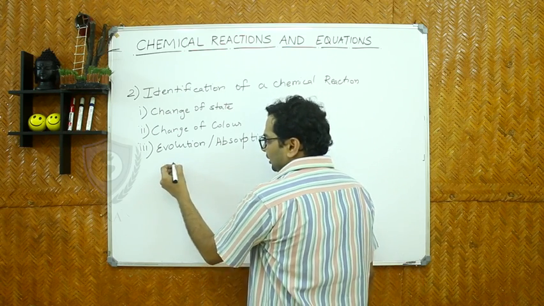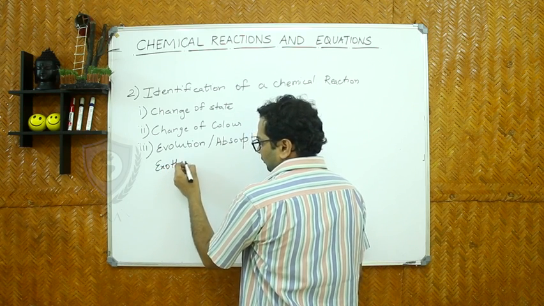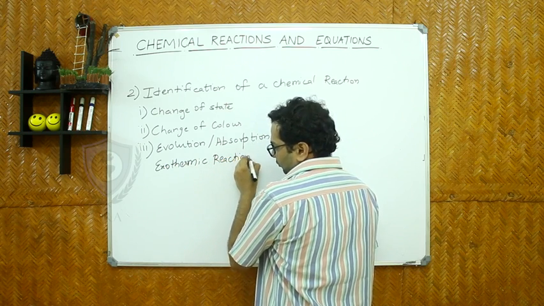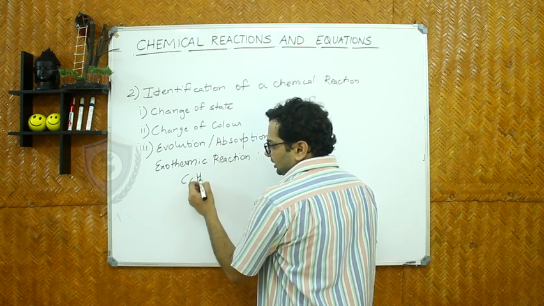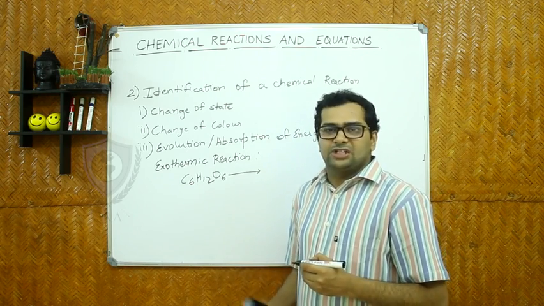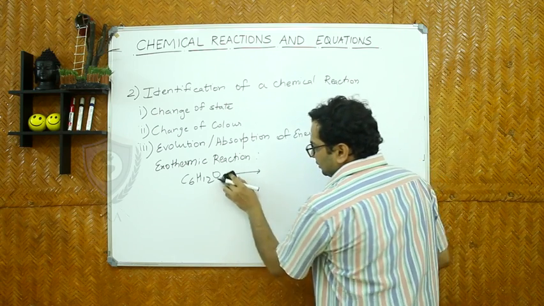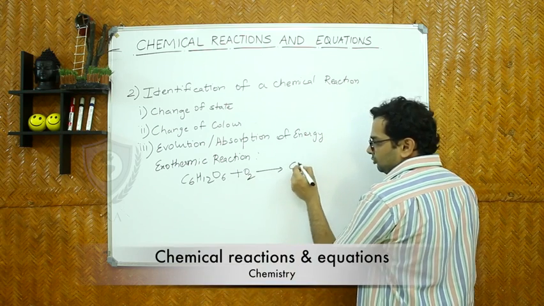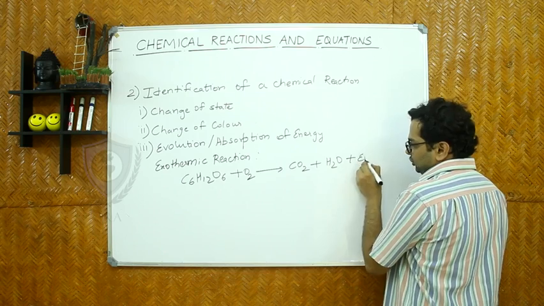So let's look at this particular example of an exothermic reaction. Glucose is present in our body because we eat a lot of plant stuff or any other products which have energy. Now this glucose, in the presence of oxygen which we breathe, breaks down into carbon dioxide and water plus energy.